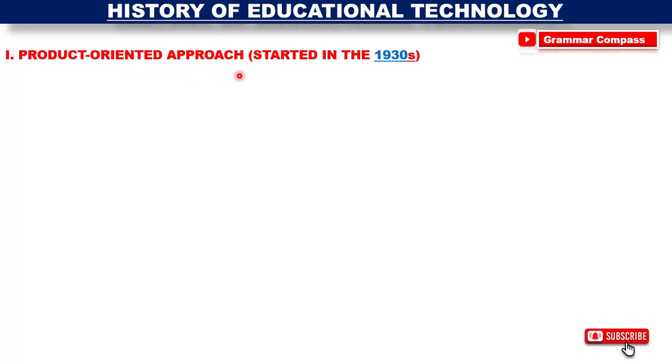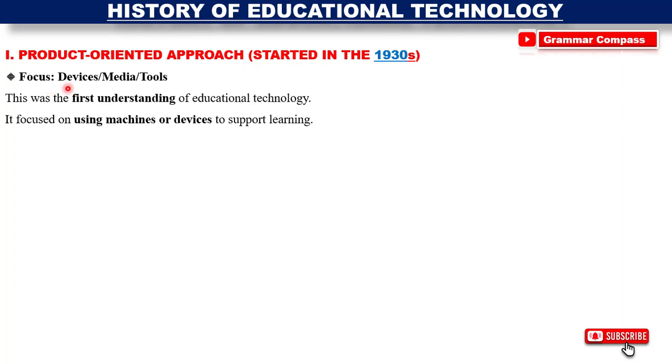This approach of solving problems in education started in the 1930s, and its focus was on using devices, media, and tools to solve problems in education. This was the first understanding of educational technology, and it was focused on using machines or devices to support learning.